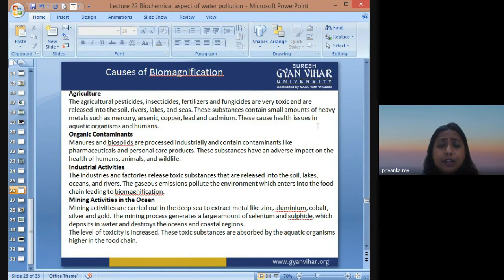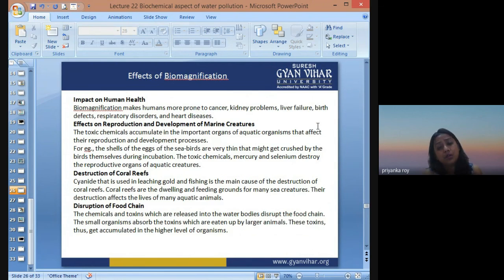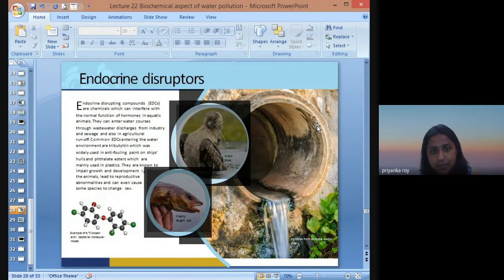Causes of bioaccumulation are agricultural waste, organic contamination, industrial activities, and mining activities in the ocean. The effects of bioaccumulation are that it impacts human health, affects the reproduction and development of marine creatures, destroys coral reefs, and disrupts the food chain, all processes together.